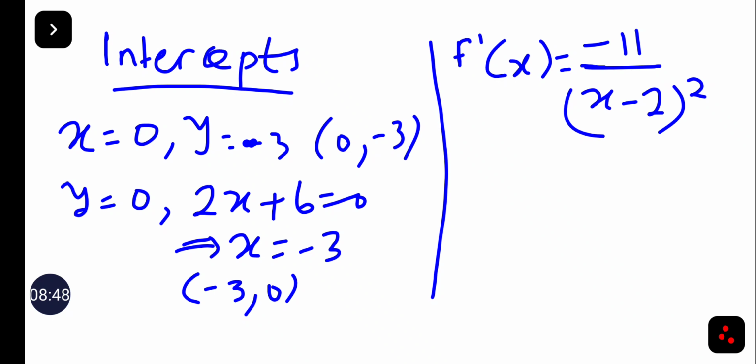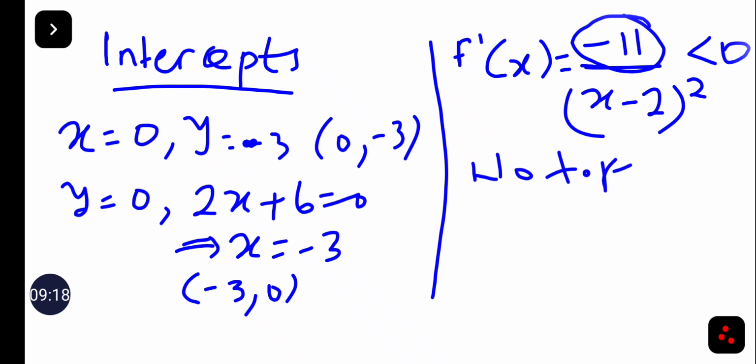Now, knowing that the denominator here is a square and the numerator is negative, it means the derivative is negative, which gives us a decreasing function because it's less than 0. Negative divided by positive is negative. And having a numerator that is just a number tells you that you cannot solve for any x there. So there is no turning point. This curve has no turning point.